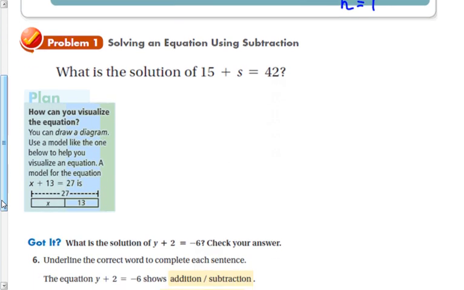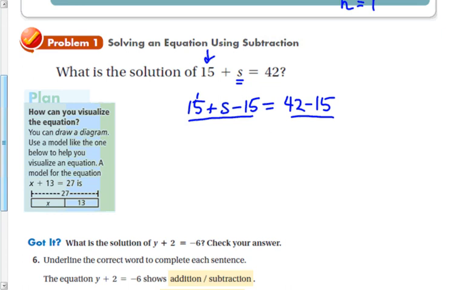This is: what is the solution of 15 plus s equals 42? Now you can add anything you want to both sides or subtract, but what we want to do is isolate the variable. And to isolate the variable, I have to find a way to eliminate this 15. And one way I could eliminate that is by subtracting 15 from it. 15 minus 15 is 0, and 0 plus s is s. So that's what I'm going to do here. I'm going to do 15 plus s minus 15. And on the other side, I'm going to do 42 minus 15, because if you subtract 15 over here, you also have to subtract 15 over there to keep it equal.